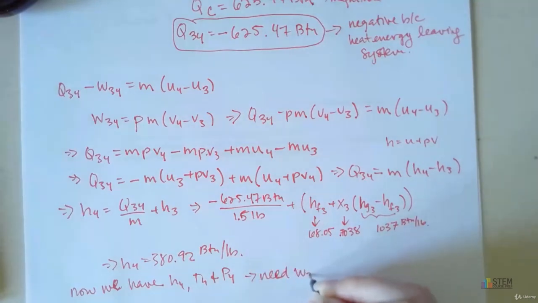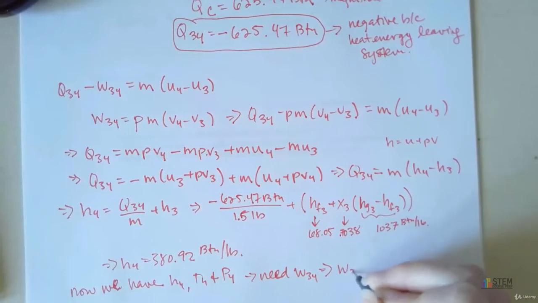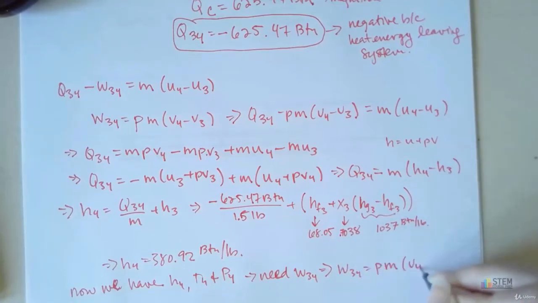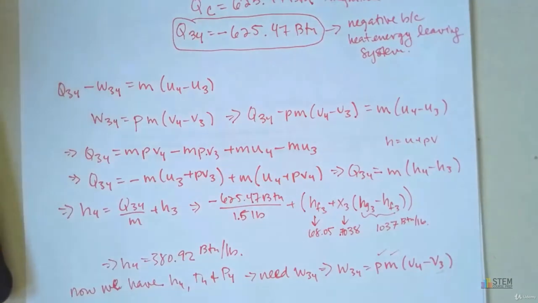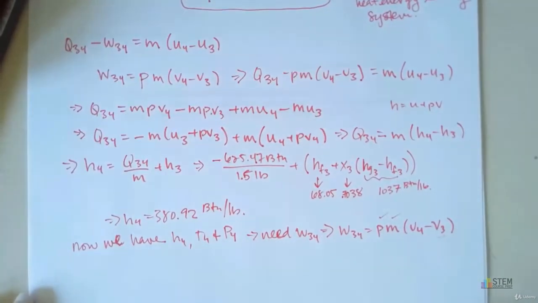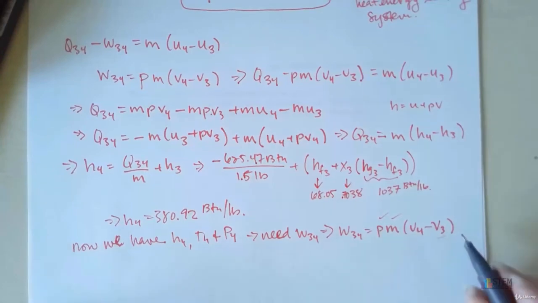So we need W34. And we know that W34 is equal to pressure times mass times V4 minus V3. All right, now what we're going to need to do is go through and then fill out the rest of this equation. We've got pressure, we've got mass. We can go through and find V3, same way we did enthalpy. And then we can get V4. So let's go ahead and do that.